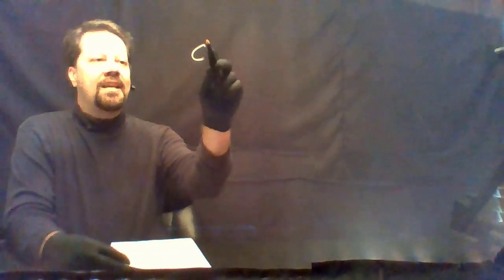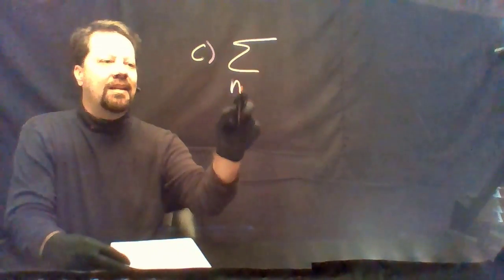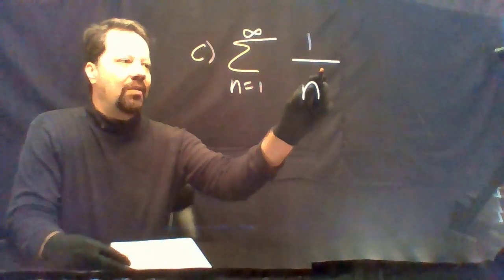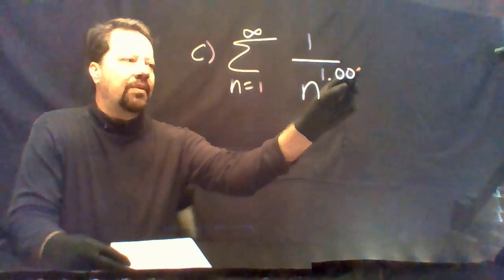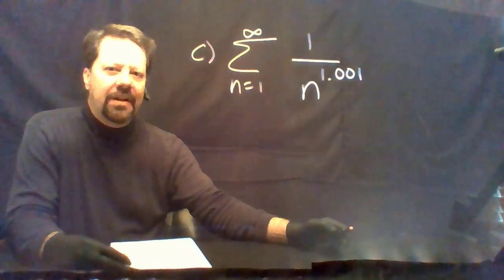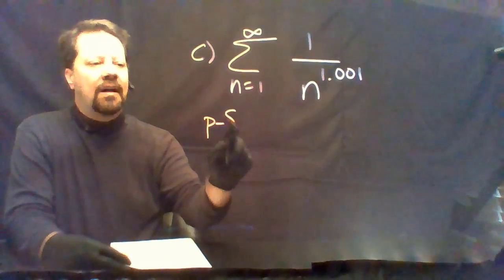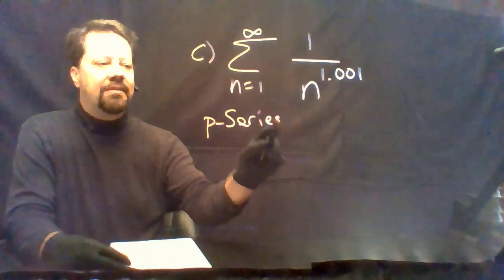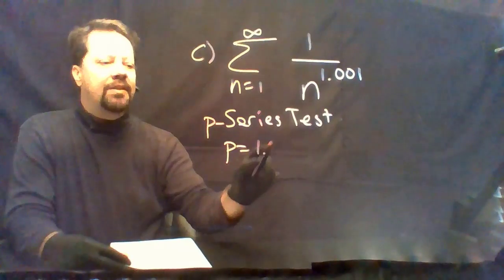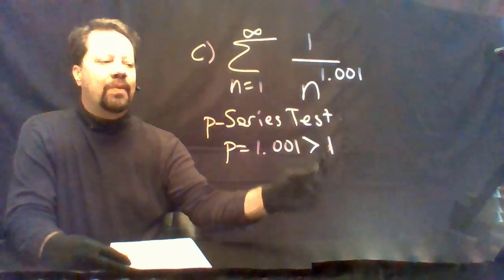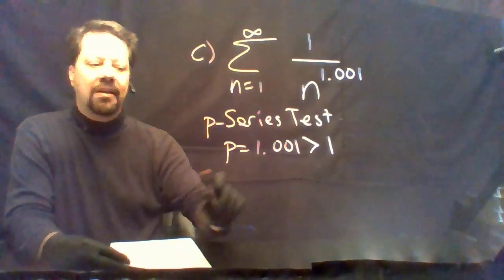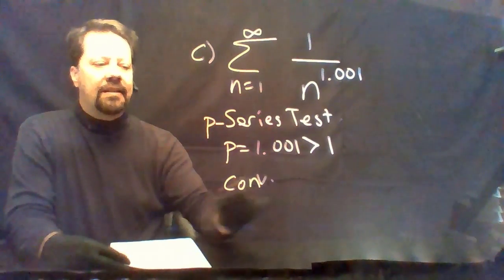On part C, we have the sum as n goes from 1 to infinity of 1 over n to the 1.001. I only want three things here. I want you to state that you're using the p-series test. P is 1.001, and that is greater than 1. Greater than 1 is the condition that tells you the conclusion, and the conclusion is that the series converges.